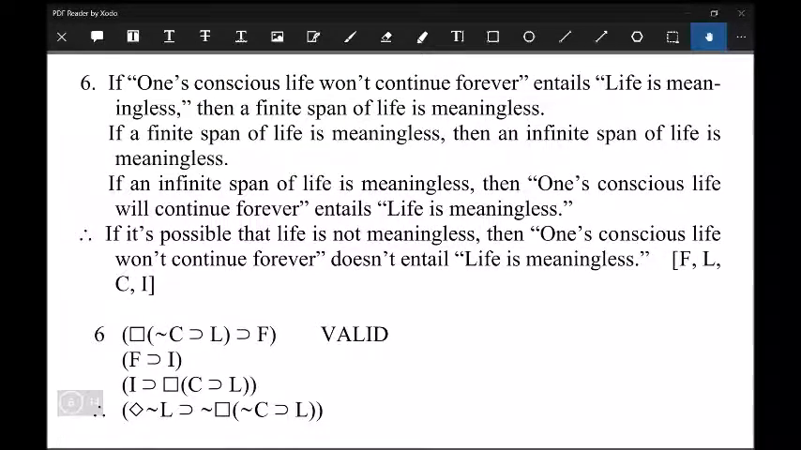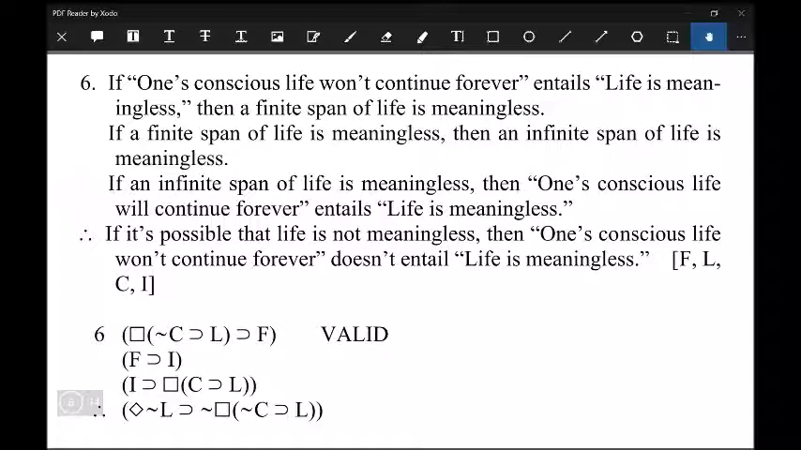Number 6 is about the meaning of life and whether life would be meaningless if it didn't go on forever. Now, I'm a Christian. I believe in an afterlife, heaven and that sort of thing that goes on forever. So we're destined for eternal life, which to me makes it pretty meaningful. Suppose we didn't have eternal life. Would life be meaningless?